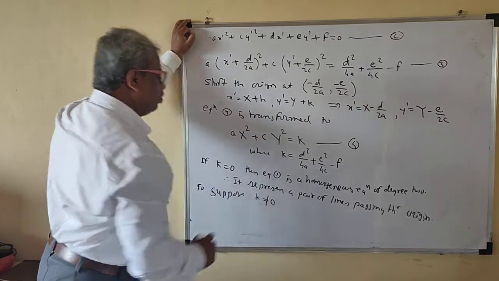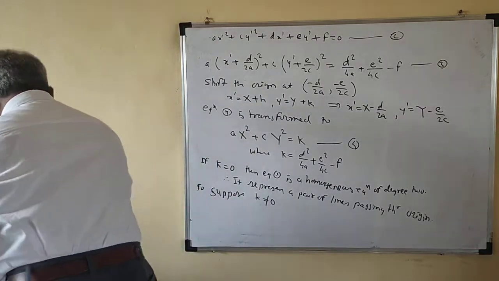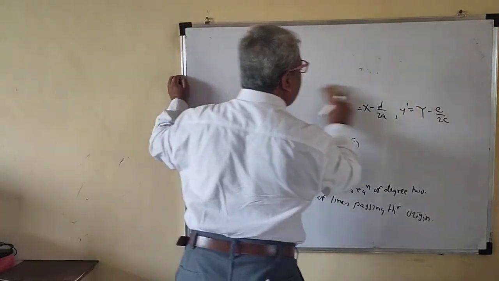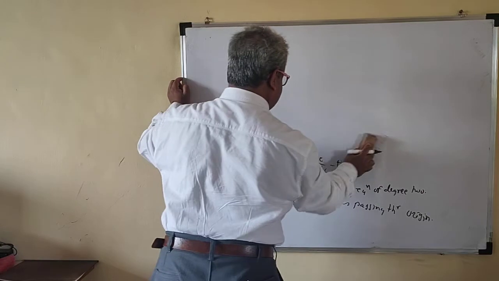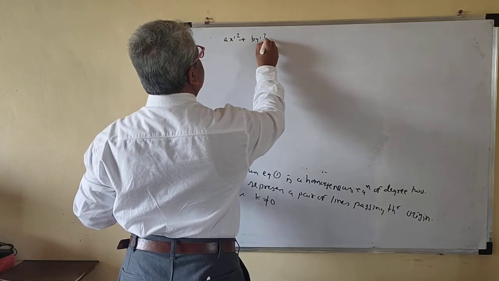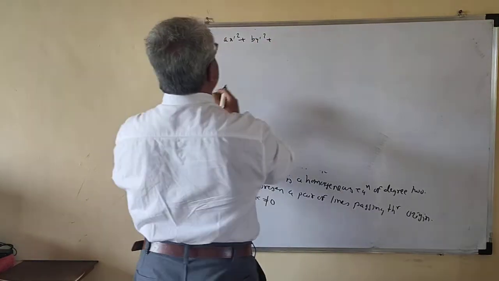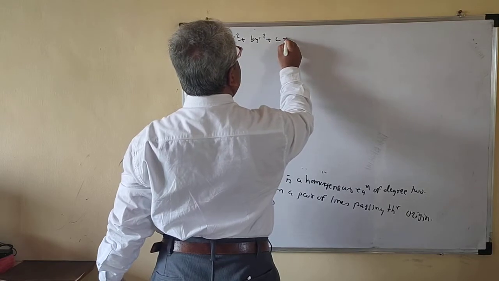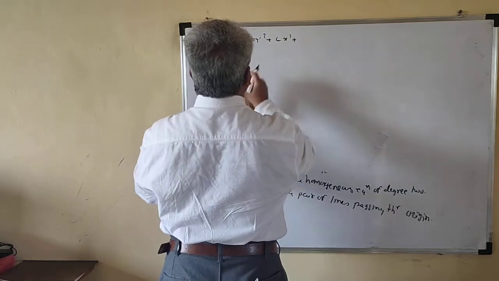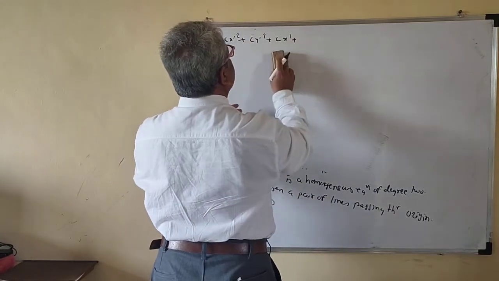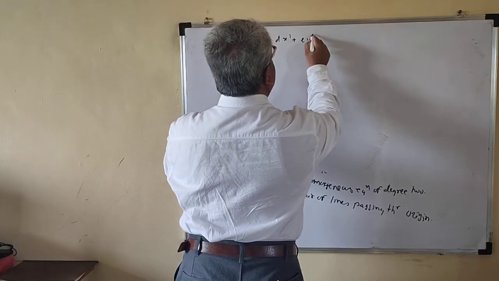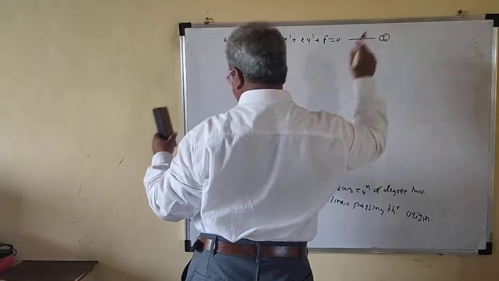So suppose k not equal to 0. So k not equal to 0, so how can we write? Okay, I need that 2. So what is your 2? Just I have erased that. Plus c y prime square, dx prime, d y prime plus f is equal to 0. This is your 2. Okay, I need that.